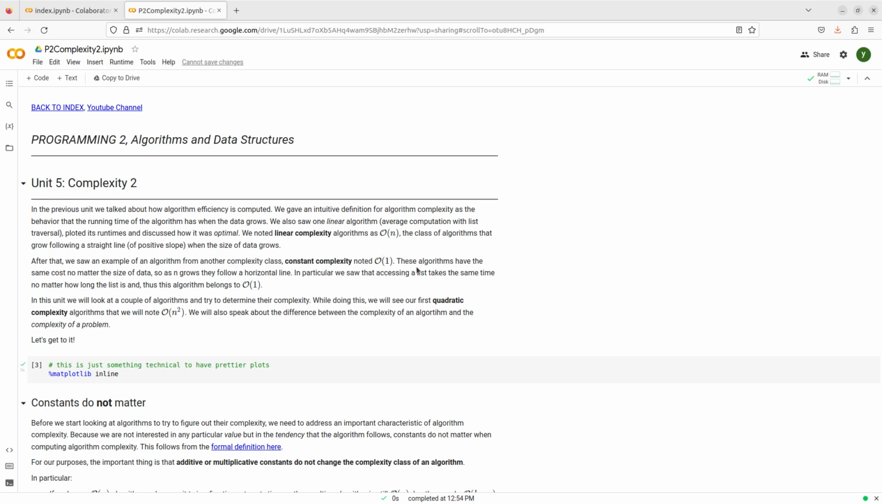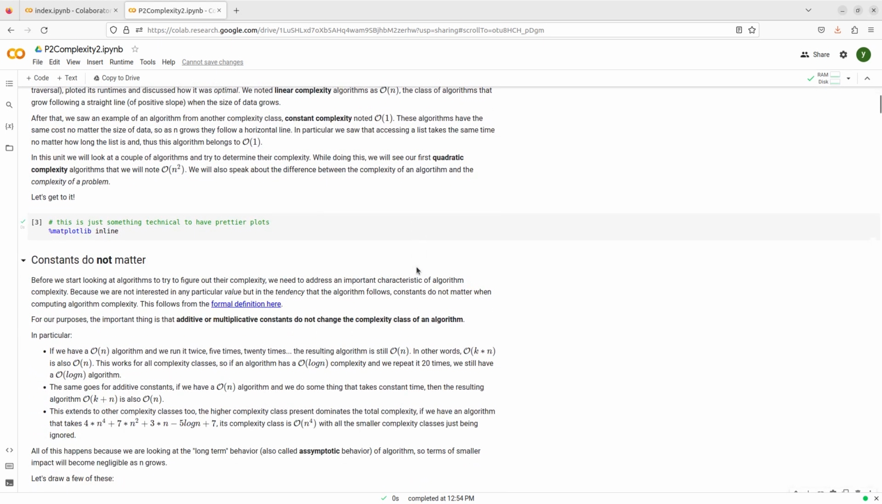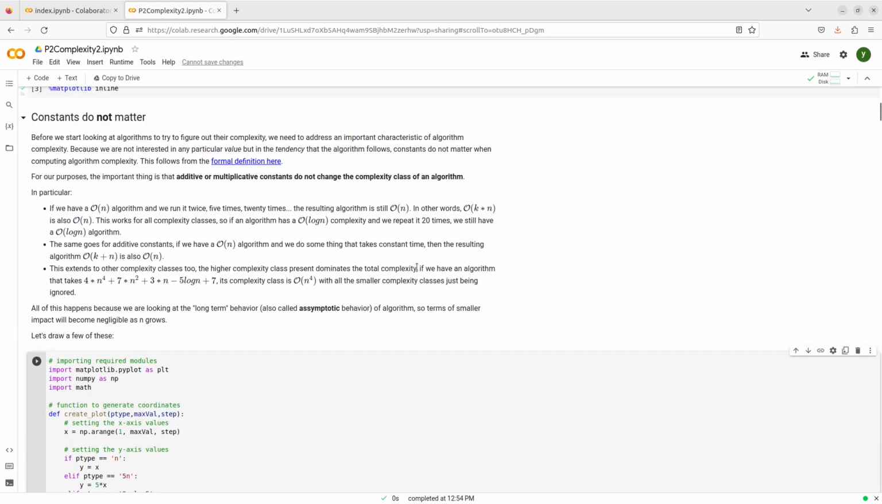Those algorithms that basically do not grow their time when the size of data involved grows are called constant time algorithms. In this second session, we are going to be looking at how we go about computing the complexity class that one algorithm belongs to, how we go about describing the behavior that the time it takes to compute the algorithm has when the size of data grows.